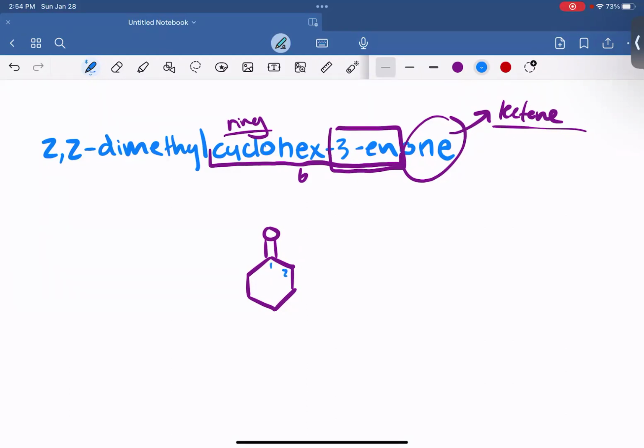So 1, 2, 3. We have the double bond there, which we did, and then we have 2 methyl groups. Where are those 2 methyl groups? Well, one of them is on the 2 carbon, and the second one is also on the 2 carbon. Perfect. So that would be 2,2-dimethylcyclohex-3-enone.